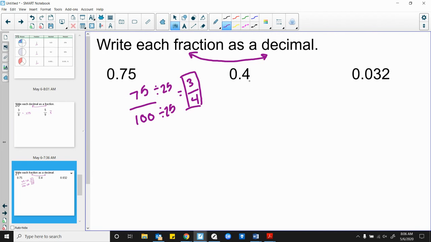Here, I have 0.4, and it's only to the tenths place, so I just divide by 10. Then I want to find the GCF of 4 and 10. In this case, the GCF is 2. So I divide by 2, and I get 2/5. Here I have 0.032, so I have 32.